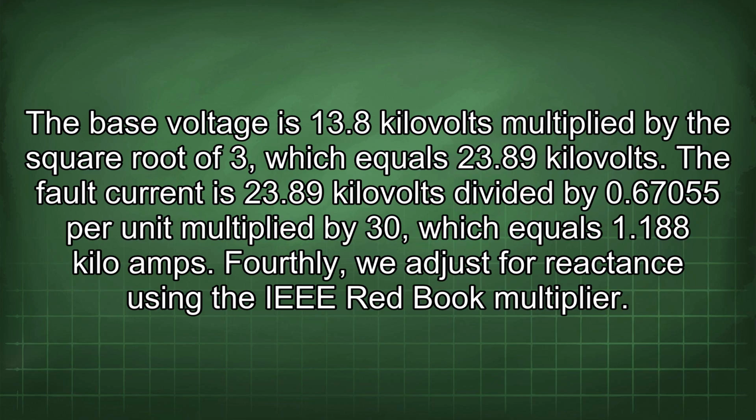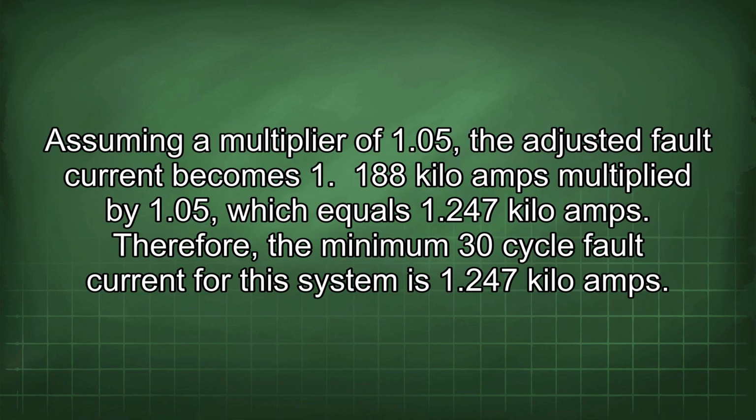Fourthly, we adjust for reactance using the IEEE Red Book multiplier. Assuming a multiplier of 1.5, the adjusted fault current becomes 1.188 kiloamps multiplied by 1.5, which equals 1.247 kiloamps.